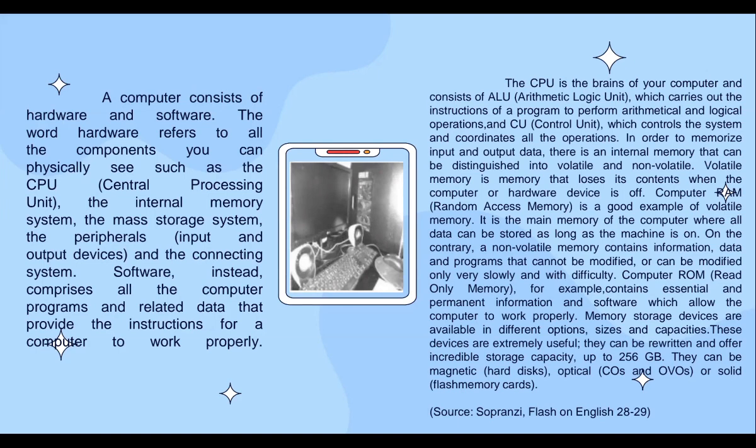It is the memory of the computer where all data can be stored as long as the machine is on. On the contrary, non-volatile memory contains information, data and programs that cannot be modified or can be modified only very slowly and with difficulty. Computer ROM or read-only memory, for example, contains essential and permanent information and software which allow the computer to work properly. Memory storage devices are available in different options, sizes, and capacities.